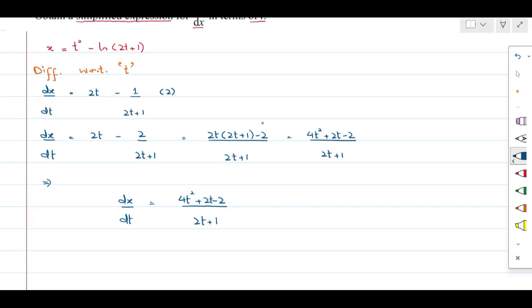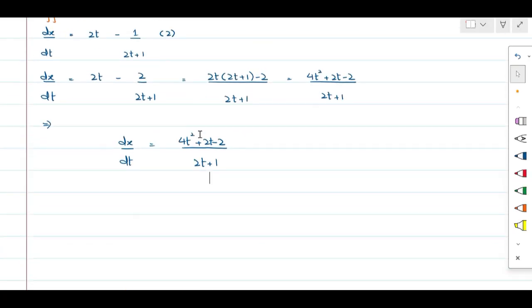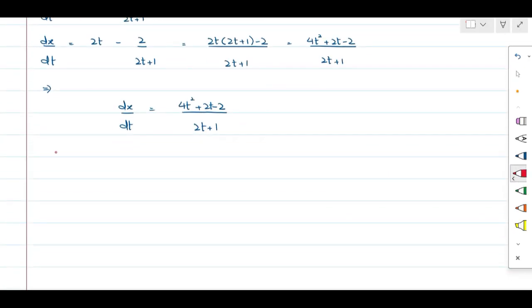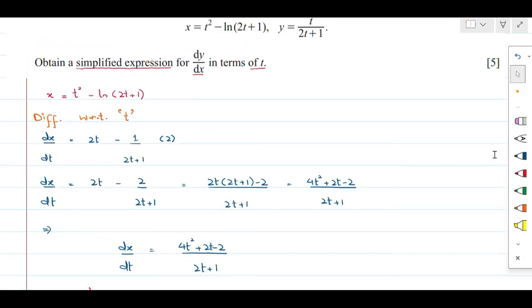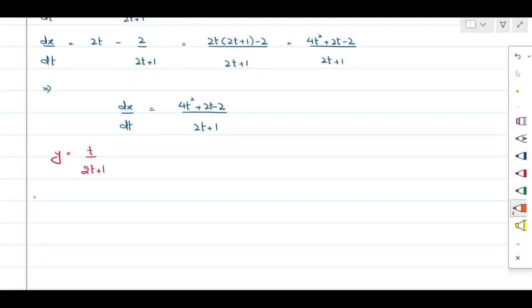Okay. Now let me take the function y, which is t over 2t plus 1. So y is equals to t over 2t plus 1. Is it plus 1? Yeah, it's plus 1. Now here we have to differentiate with respect to t. Differentiate with respect to t on both sides, right? So let's start differentiation. dy over dt.